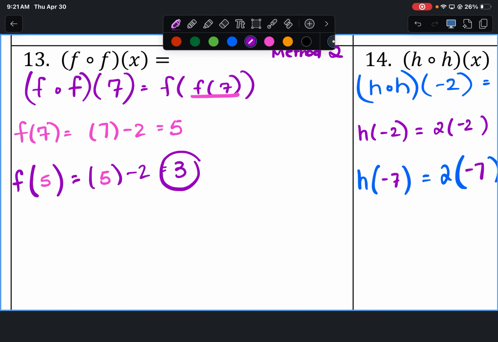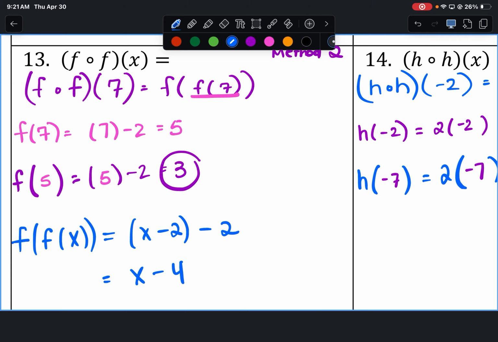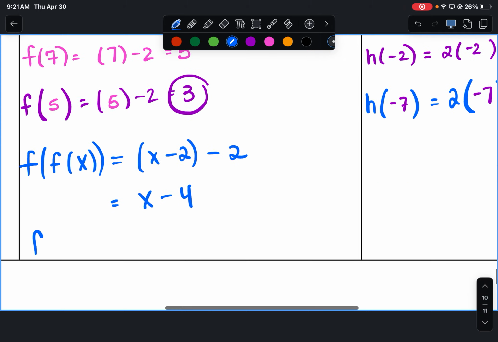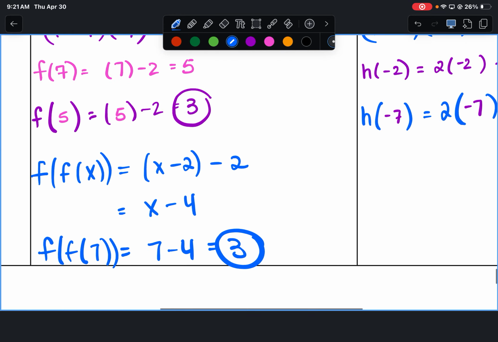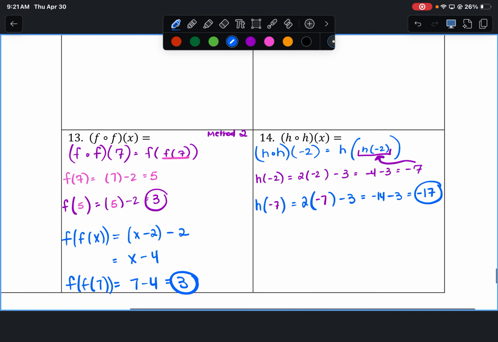You could have also set that up using method 1 by doing f of x, where you did x minus 2 and x minus 2. And then you get x minus 4. And then we take that and plug in 7, which gives us 7 minus 4, which is 3. So either way works.